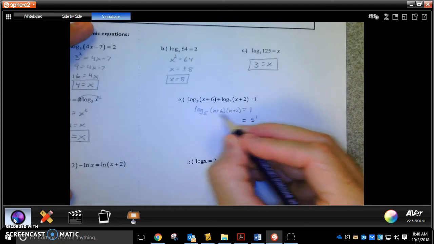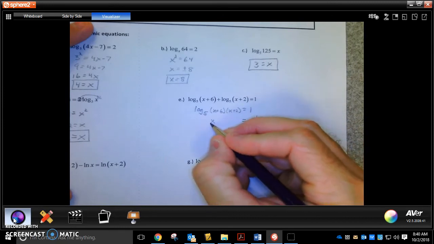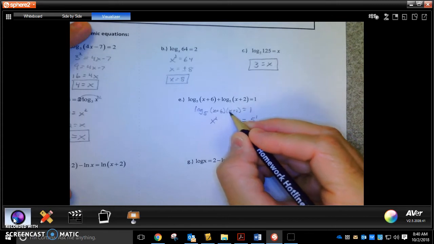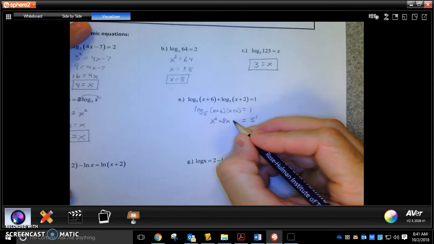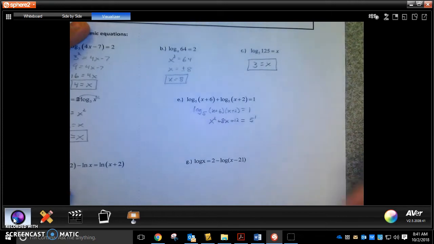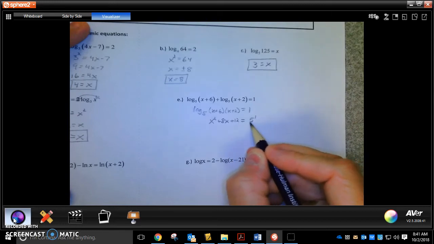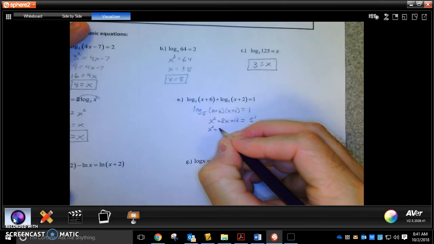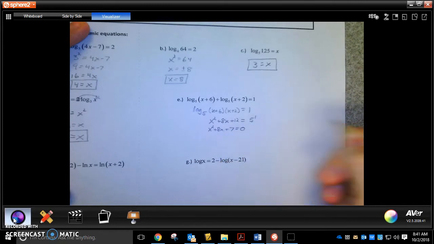Over here, I'm going to get 5 to the first power. But over here, let me go ahead and FOIL this out and see what it's going to equal. So x times x, x squared. I'm going to get x times 2, which is 2x. I'm also going to get 6 times x, which is 6x. So altogether, I'm going to have an 8x here. And then a 12. Now, I'm just going to solve this quadratic. I need to get everything to one side. So I'm going to subtract 5 from both sides. x squared plus 8x plus 7 equals 0.